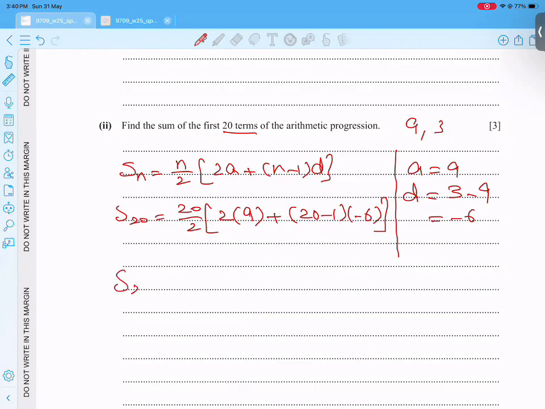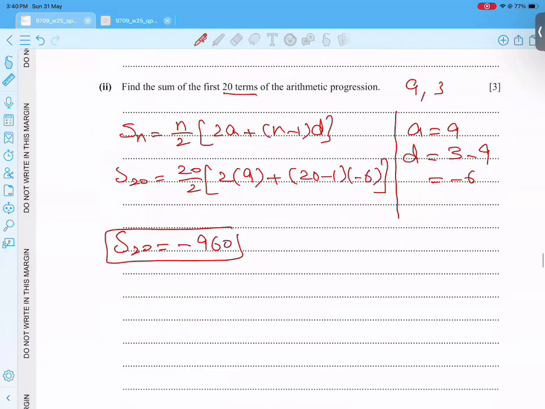So when I plug this in the calculator, the answer turns out to be negative 960. I hope the point is very clear. And we have done question number 8.